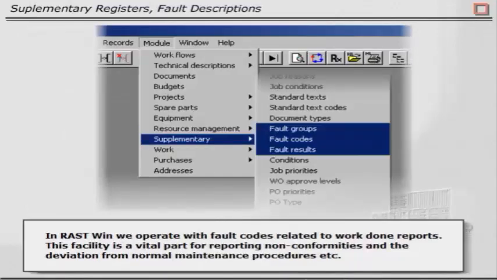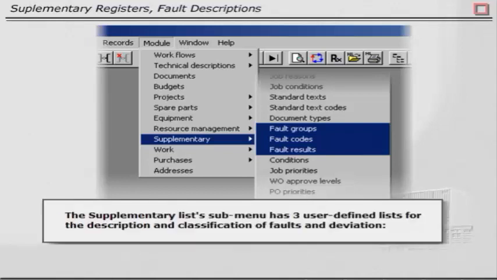In RAST Win, we operate with fault codes related to work done reports. This facility is a vital part for reporting non-conformities and the deviation from normal maintenance procedures, etc. The Supplementary List submenu has free user-defined lists for the description and classification of faults and deviation.